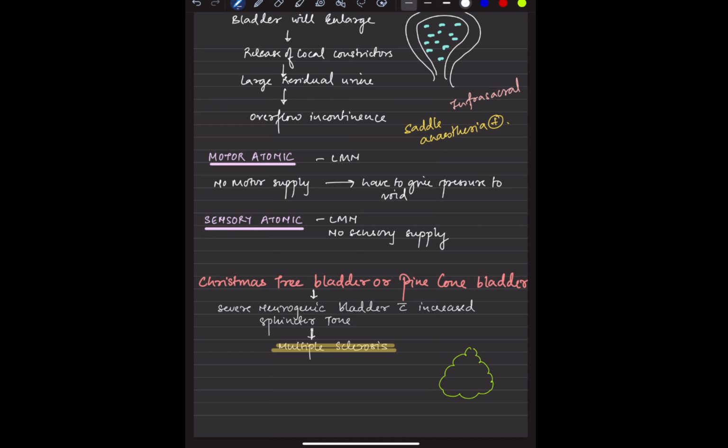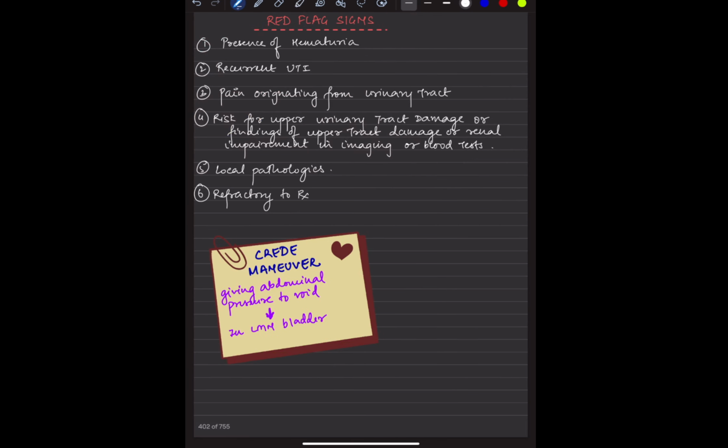Another thing is the Christmas tree bladder. That is actually seen in severe neurogenic bladder, which is seen in multiple sclerosis. This is one of the favorite MCQs in the PG as well as in the super specialty.